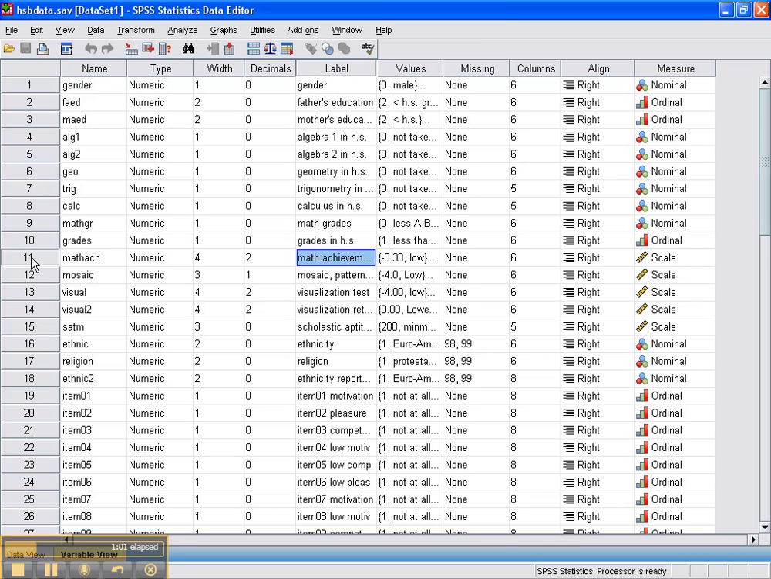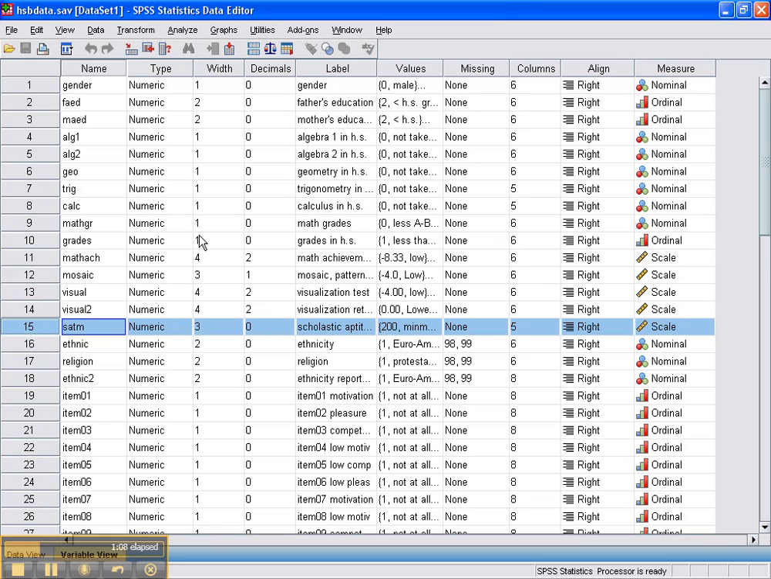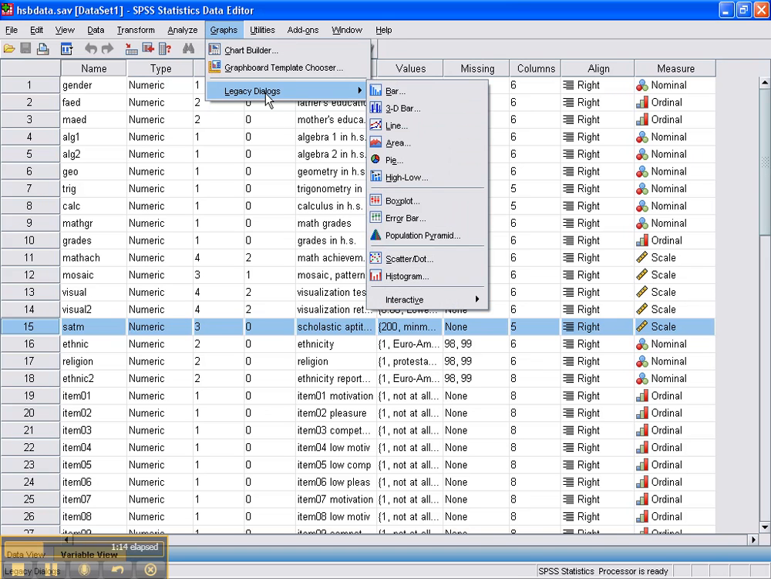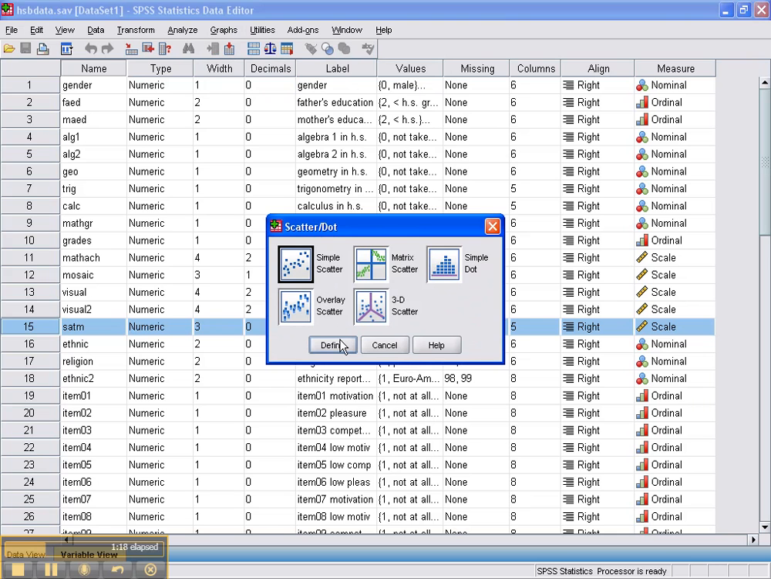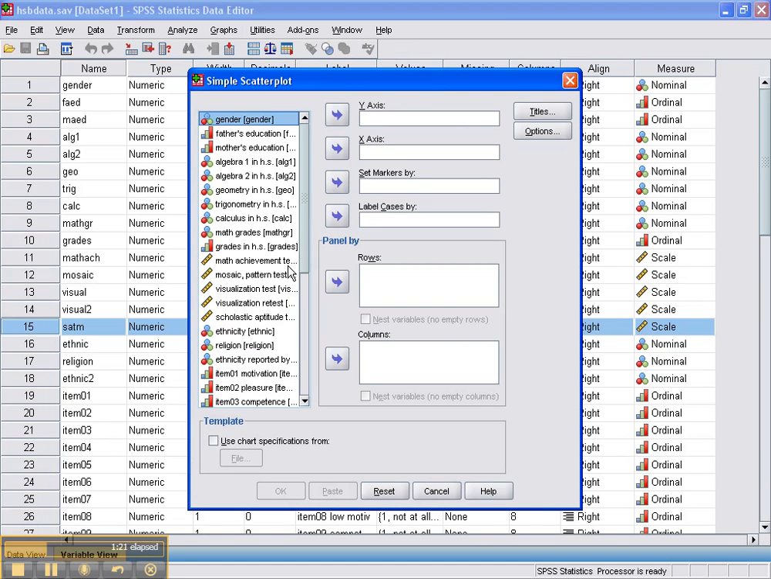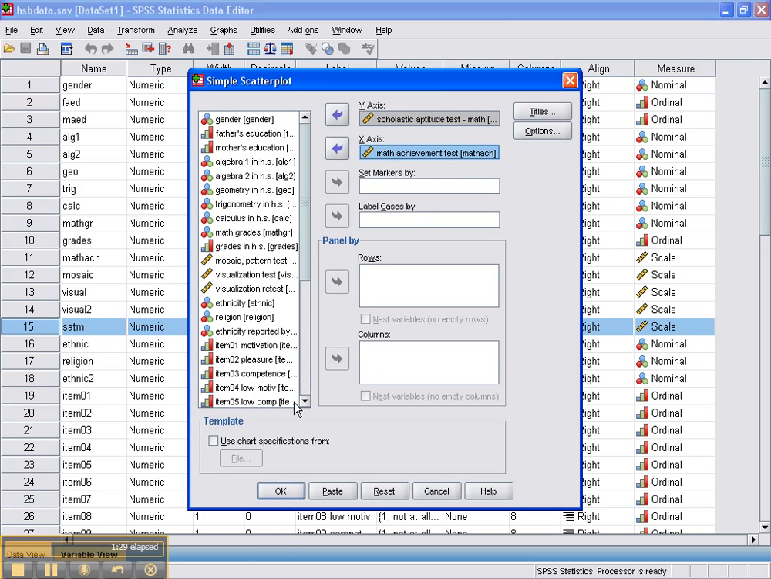All right, so here's our math achievement. Here's SAT math. Both scale variables, great. The first thing I'm going to do, just for the sake of continuing what we've been doing in class and what your textbook does, is a quick scatter with these two variables. Our independent variable is going to be SAT math. Our dependent variable, math achievement test. Simple scatter plot.